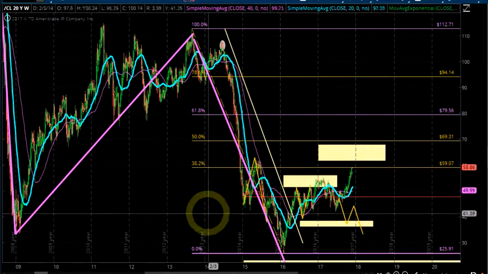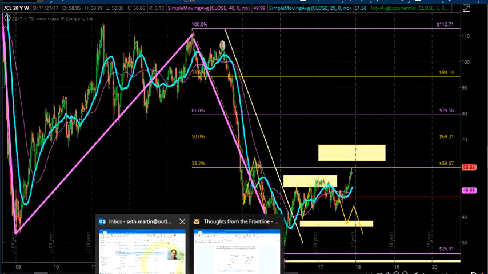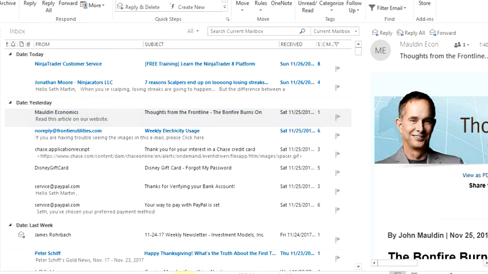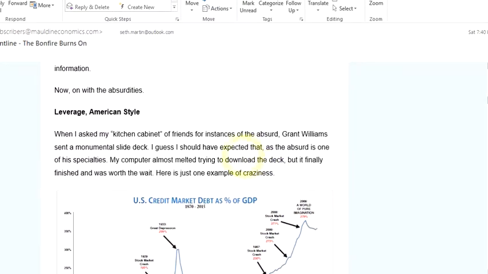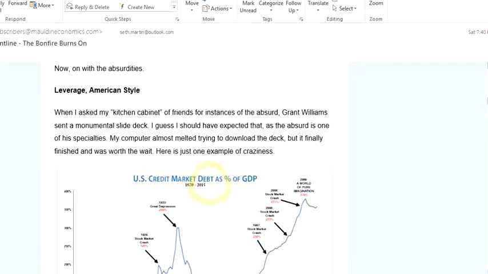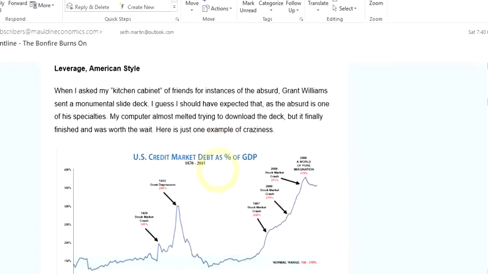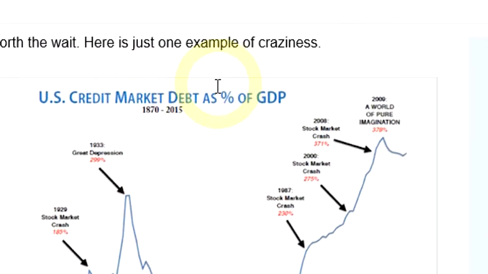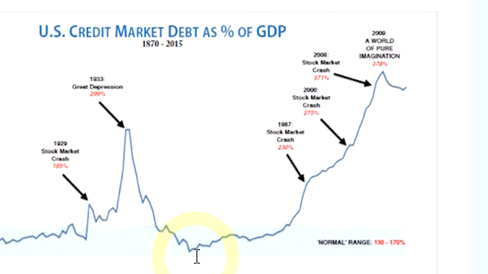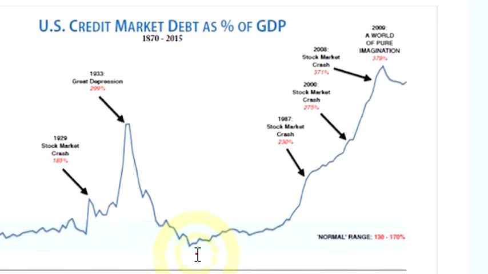So, guys, is there anything we hadn't talked about? Let's look at this Malden newsletter. One of the things he talks about is leverage, calls it the American style. He's showing the U.S. credit market as a percentage of GDP. Let me just zoom in here so you can see these milestones. It's kind of not great, but I'll talk you through it.